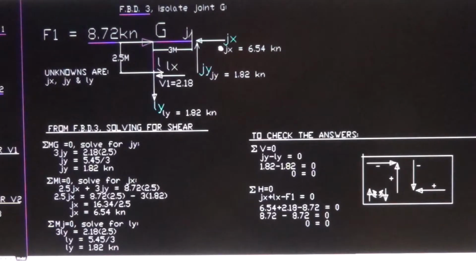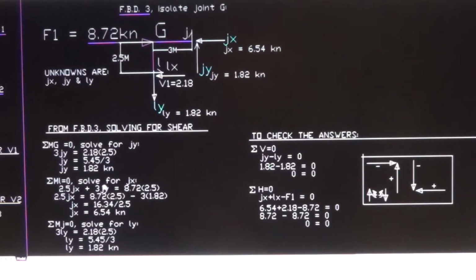Now solving for Gx. To solve for Gx, we have to take the moment at joint L right here. Summation of moment at joint L: Gx has a 2.5 lever arm going counterclockwise, and the Gy as well is going counterclockwise, so this should be added, and then equate that to the 8.72, which has a lever arm of 2.5 since the axis of rotation is right here. So 2.5 Gx plus 3 Gy equals 8.72 times 2.5.